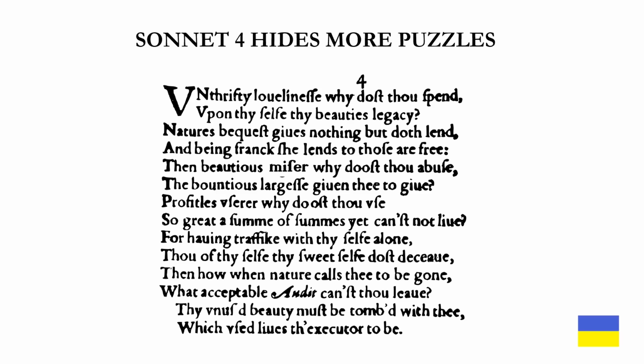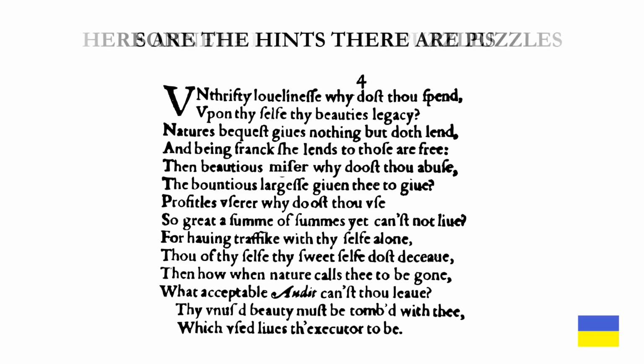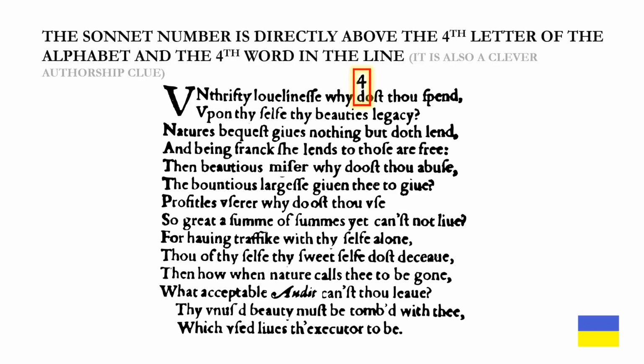Sonnet 4 hides more puzzles. Here are the hints. There are puzzles. The sonnet number is directly above the fourth letter of the alphabet, the D, endorsed, which happens to be the fourth word in the line. It is also a clever authorship clue.